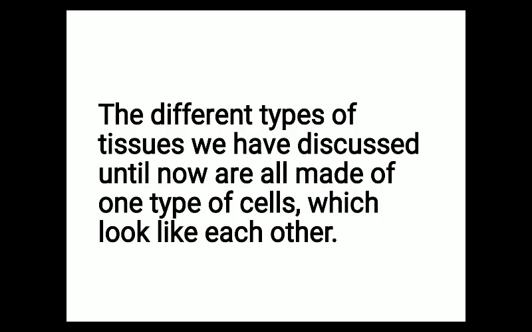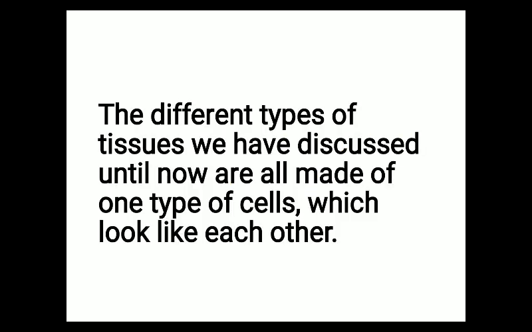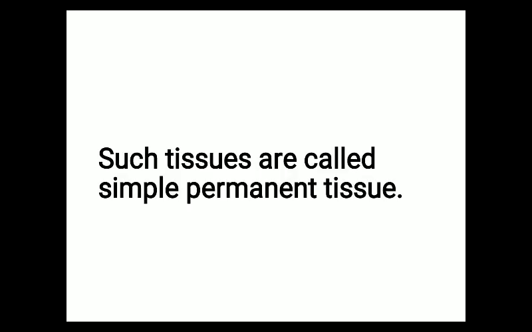The different types of tissue we have discussed until now are all made up of only one type of cells, which look like each other. Such type of plant tissue is known as simple permanent tissue. So what is the basic feature of simple permanent tissue? They are made up of one type of cells. For example, in parenchyma all the cells are round and oval. Collenchyma and sclerenchyma also have cells that look similar in structure. That's why they are known as simple permanent tissue.